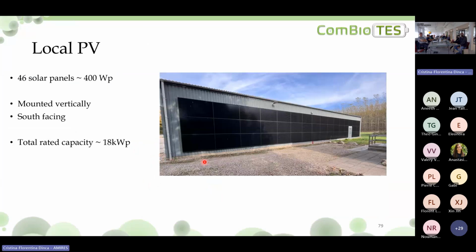So the local PV is this set of PV panels which amount to around 18 kilowatt peak at nominal conditions. This is just located across the substation. So we try to prioritize electricity consumption from the local PV if possible, and then if not, import from the grid.